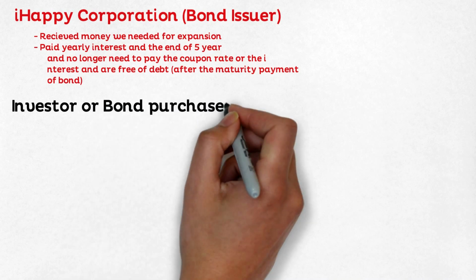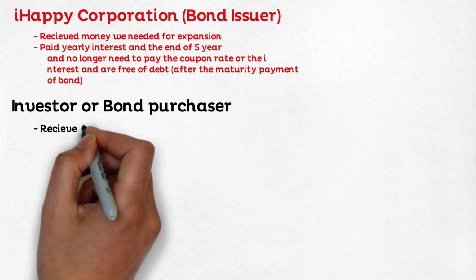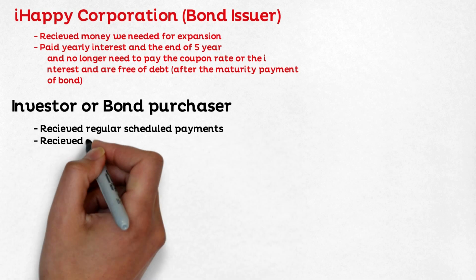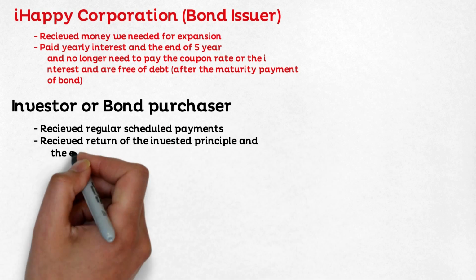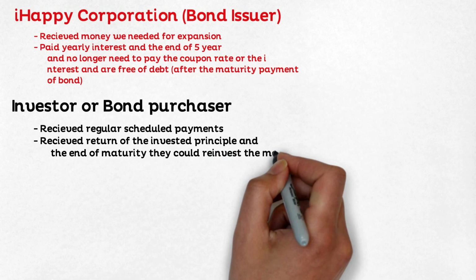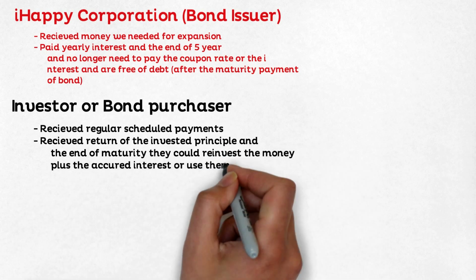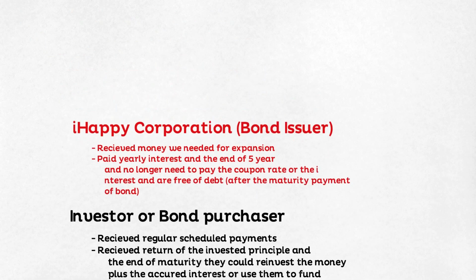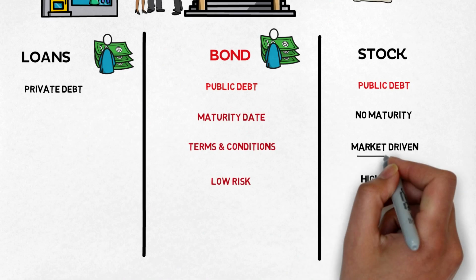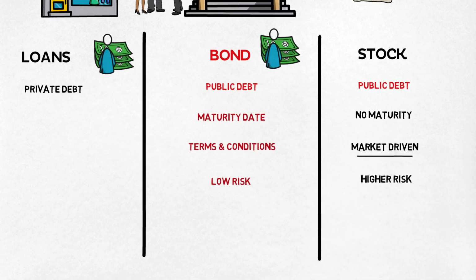As an investor, they get regular scheduled payments. They get return of the invested principal at the end of the maturity. They could now reinvest the money plus the accrued interest or use it to fund their own separate interests. The stark difference between a stock and a bond is that in terms of stocks, the profits and losses are driven by market forces, and for the sake of these videos are generally less predictable, whereas bonds are completely opposite.